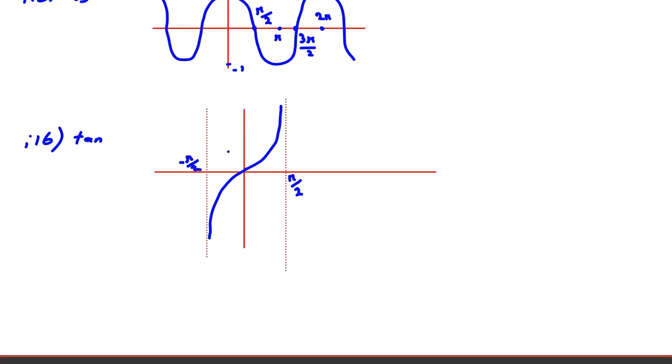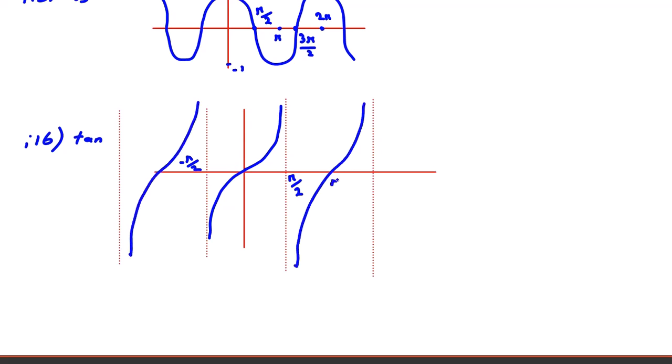Okay, and then it will be repeated again, exactly like this one. Continue like this one, and then it will be like this part, and then like this part, and then it will be pi, negative pi, and so on. Okay, the period is pi. Idea 17, cotangent.